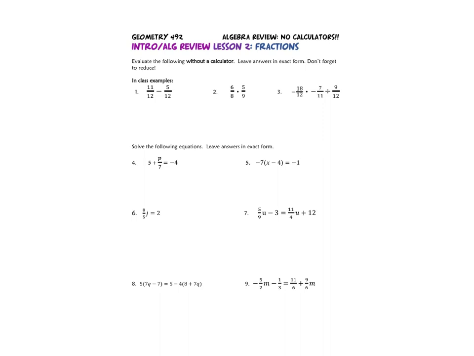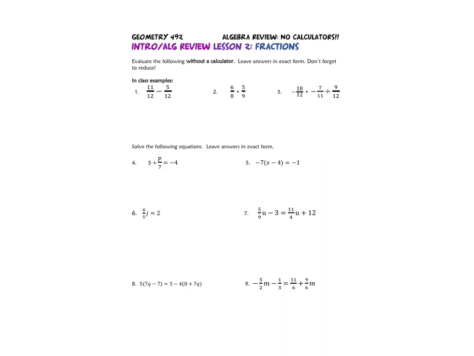It also says to leave answers in exact form and don't forget to reduce. Exact form means you are not writing your answers as a decimal that you are rounding, because as soon as you round a decimal, it is no longer exact. Now, if the decimal is a half, which is written as 0.5, and you don't have to round that, that is okay as an answer. But just to be safe, for this lesson, leave all your answers in fractional form.